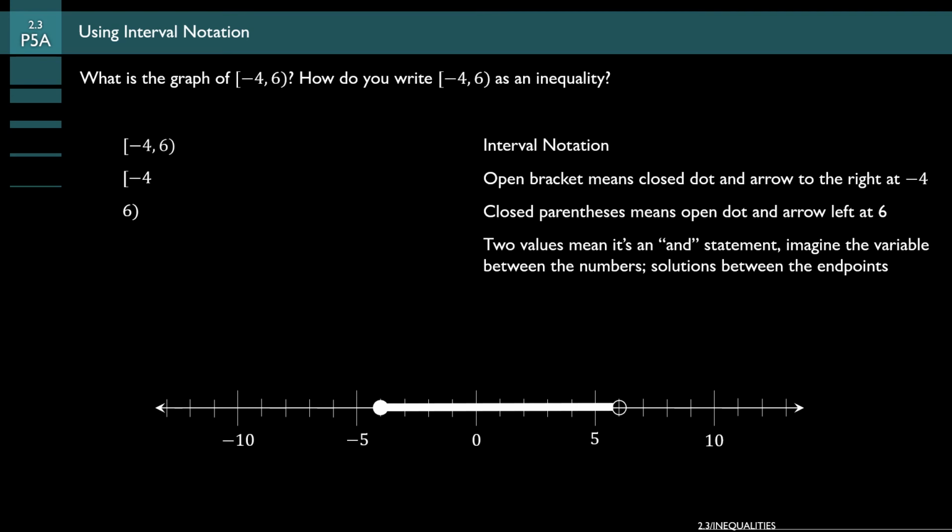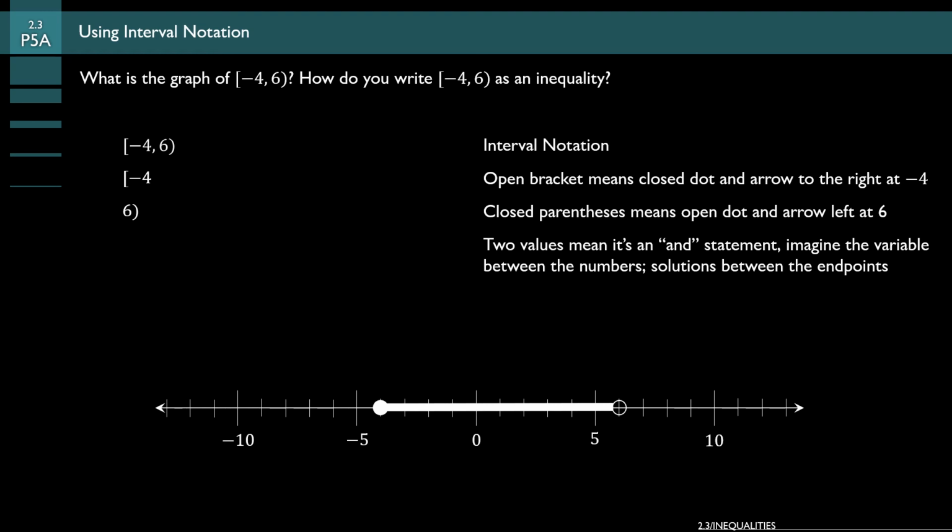If I had an infinity and a negative infinity, that would tell me that the arrows are going in opposite directions. So this is going to be an "and" statement. Imagine the variable between the numbers, and the solutions are all between those two endpoints. Now, if I want to put this into an inequality, I'm going to keep the order that is shown in the interval notation.